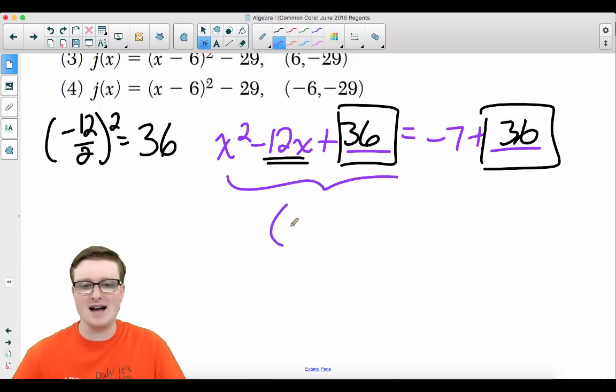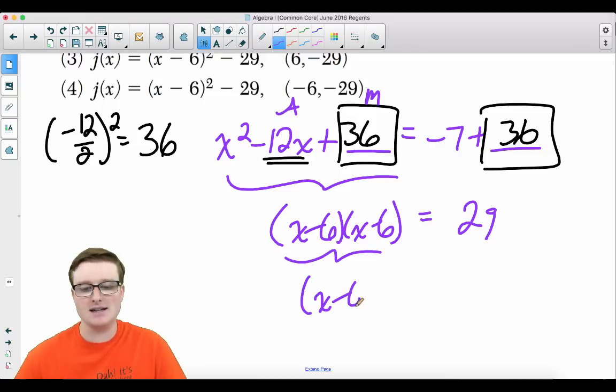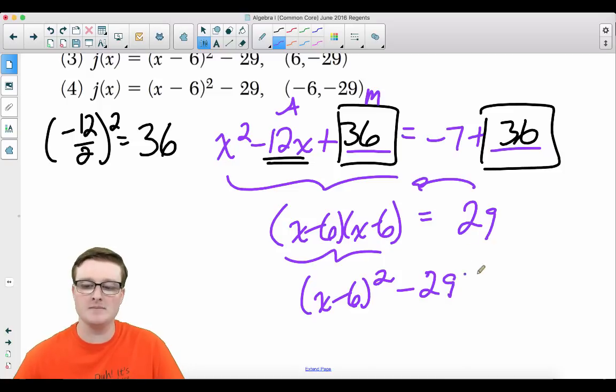This can now be factored to x minus 6 squared by applying the method of what adds to negative 12 and multiplies to give you 36. And if you haven't noticed by now, when you complete the square, it's always the same binomial no matter what happens. Now, negative 7 plus 36 is going to be 29. Okay? So this could now be written as x minus 6 squared minus 29 if you move that back over. And this is equal to j of x.